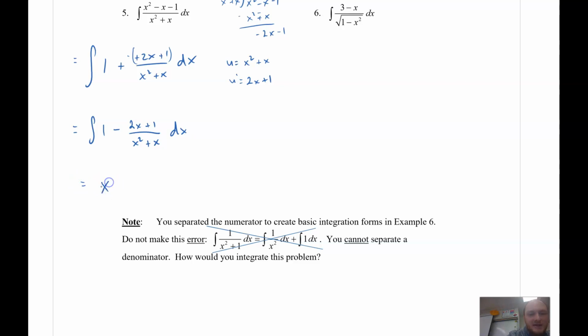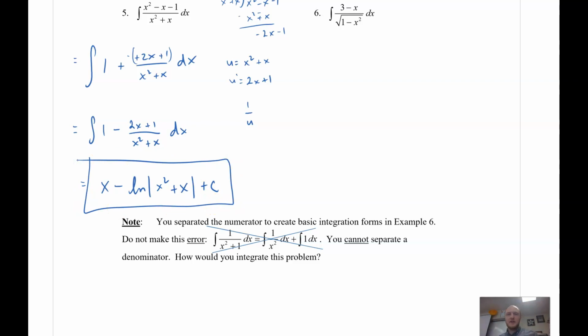All right, and we'll go ahead and integrate. So we get x minus, now this is really a 1 over u type, right? Natural log of the absolute value of the denominator, x squared plus x, plus c. And there it is. Bonito.